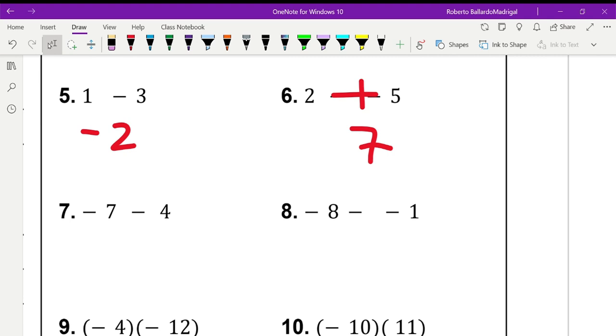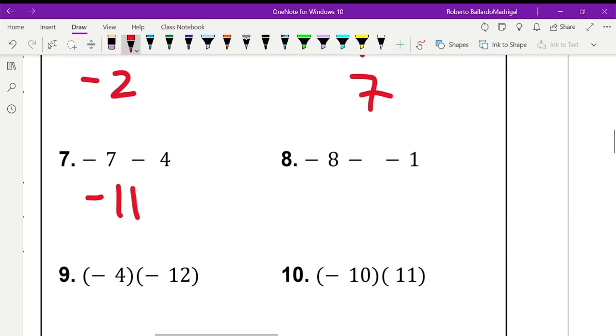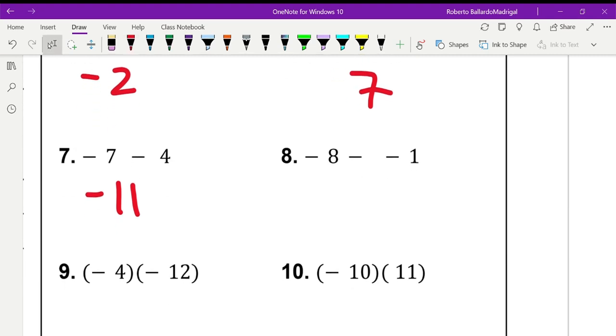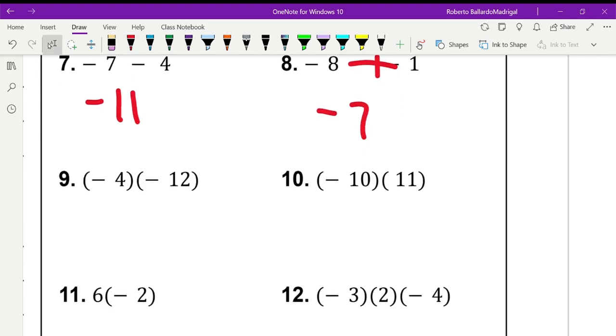Negative 7 minus 4. Go ahead. Negative 11. Negative 8 minus negative 1, double negative again. So negative 8 plus 1. What does that make? Negative 8 plus 1, negative 7. Very good, Jacob. What about multiplying? Negative 4 times negative 12. Positive 48. Negative 10 times positive 11.